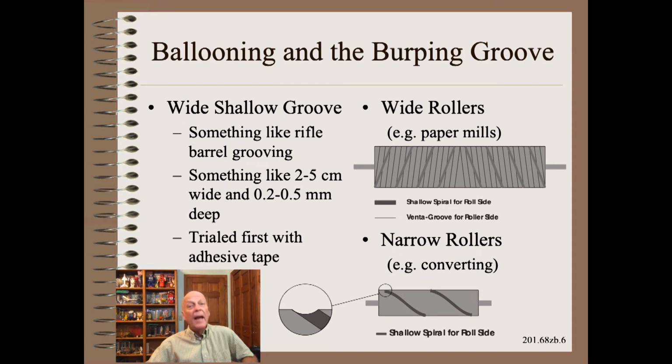Both the film and the paper industries independently found a major remedy. The film people call the nip roller grooving a burping groove, and the paper winding people call their version a wide, shallow groove. These are usually trialed by tape in order to get the geometries right before cutting the pattern into a roller permanently. There's more on this subject in other references I will give you shortly, so we don't need to detail that here.